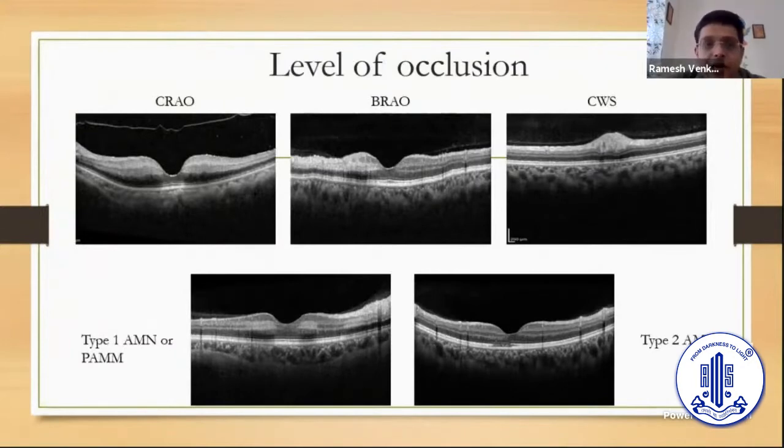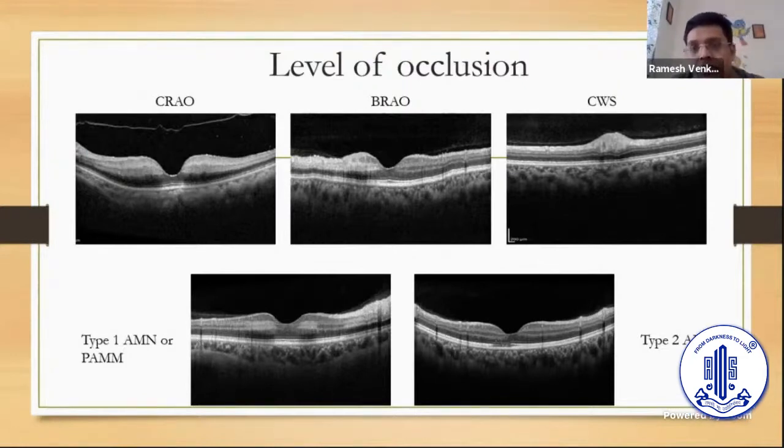So in a CRAO, you will have a total inner retinal opacification. In a BRAO, only one quadrant of inner retinal opacification. Cotton wool spots are basically nerve fiber layer ischemic infarcts. PAMM is when there is opacification or occlusion happening above the outer plexiform layer, and type 2 AMN when it is happening below the outer plexiform layer. So these are the various varieties of vascular occlusions which you can have.